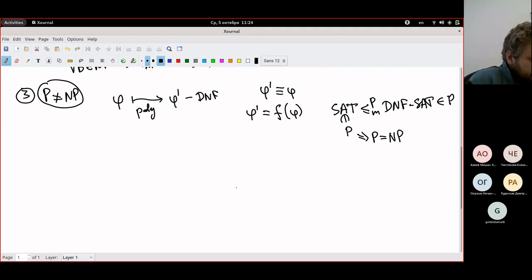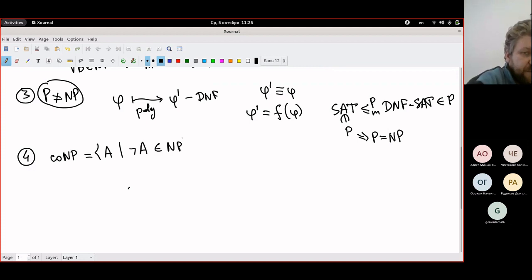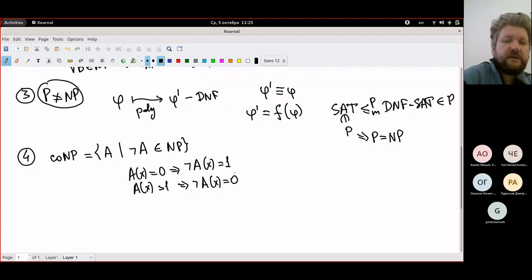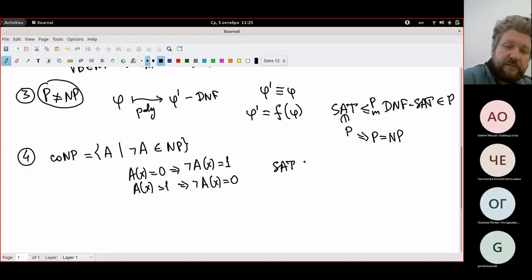Okay. So now number four. I will just exercise this. It's just for you to better understand this. So what is co-NP? The co-NP is a class of problems A such that the negation of A belongs to NP. If A of X equals 0, then the negation of A of X equals 1. If A of X equals 1, then the negation of A of X equals 0. So it's flipping the result. You first start with a problem, then you flip the result. So for example, satisfiability belongs to NP, and tautologicity belongs to co-NP.